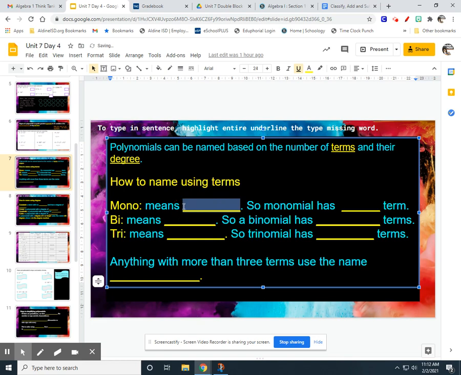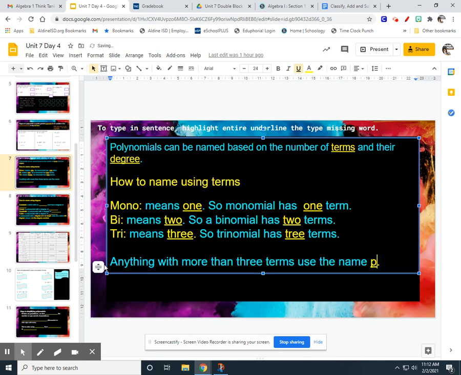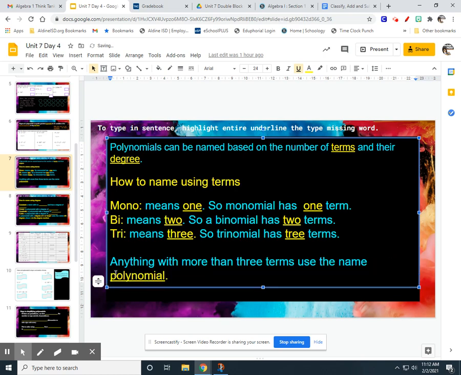Mono means 1, so this is only 1 term. Bi means 2, that's 2 terms. Tri means 3, and so a trinomial would be 3 terms. Okay, monomial, binomial, trinomial. Anything more than 3 terms will be just called polynomial. Poly means many. Okay, let's go to the next slide.